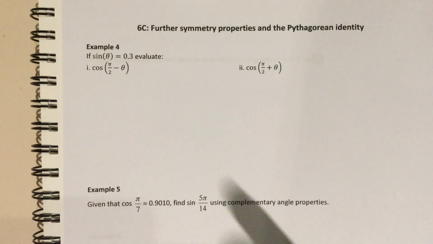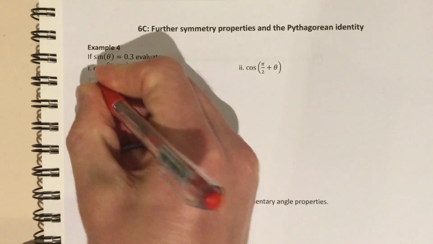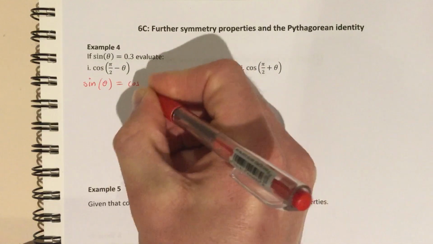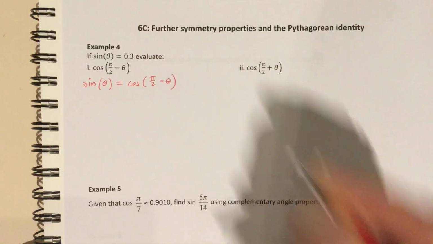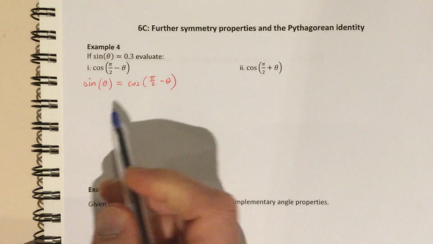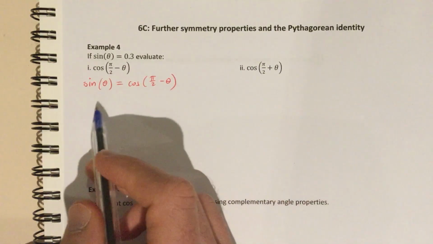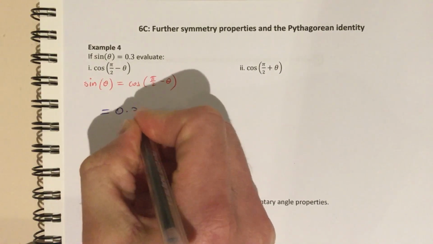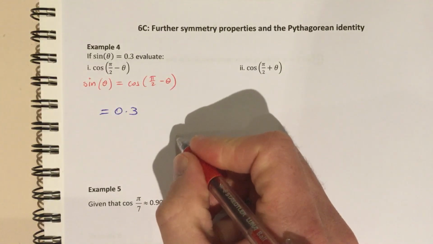So for the first part of this question, we're actually just going to use the rule that sine theta, and this is for any angle, is equal to cos of pi on 2 minus theta. And that's because sine and cosine are complementary functions. What that basically means is that cos of pi on 2 minus theta is going to be the same as sine of theta, which is 0.3.